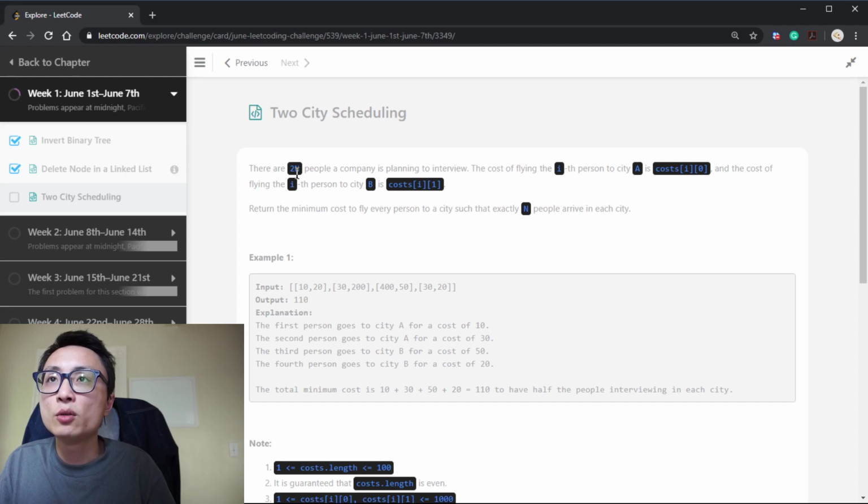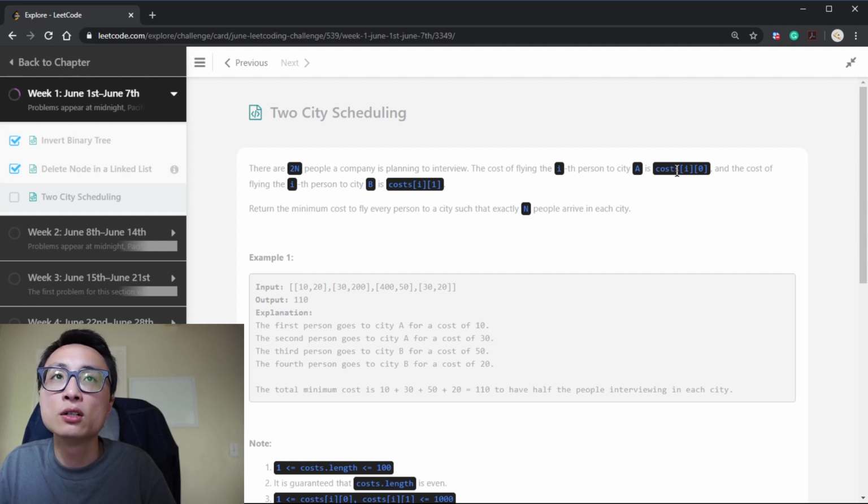We have 2n people the company is planning to interview. There are 2 cities that the company has offices open to interviews. So we want to do some kind of balancing to send only half of the people to city A, half of the people to city B. There are certain costs involved in flying the people to either one of those cities.